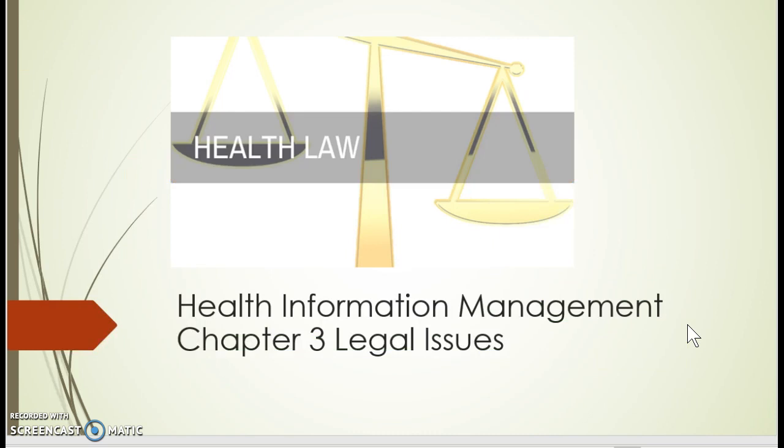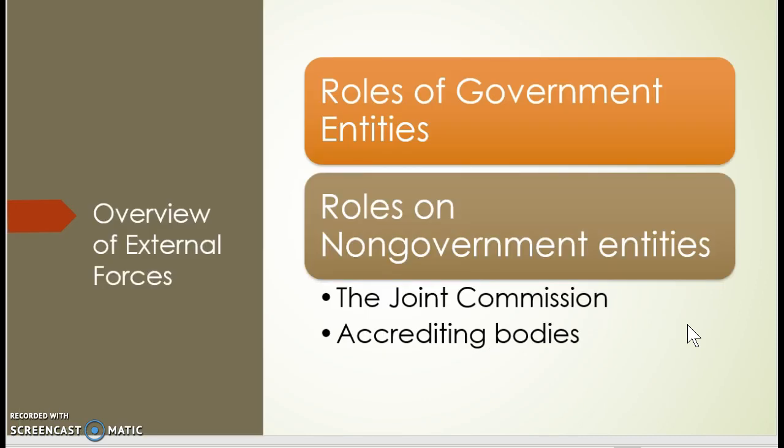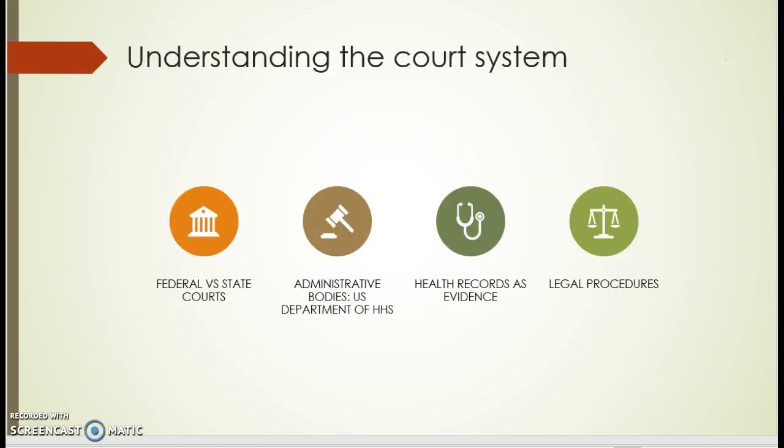In the health information management text, Chapter 3 has to do with legal issues, and it goes over, again, roles of government entities and non-government entities. Some of the non-government entities that have a huge effect on healthcare facilities are the Joint Commission and other accrediting bodies like CARF and DPH. Understand the court system. Know the difference between federal versus state courts. Know the administrative bodies of the HHS. Think about health records as evidence.